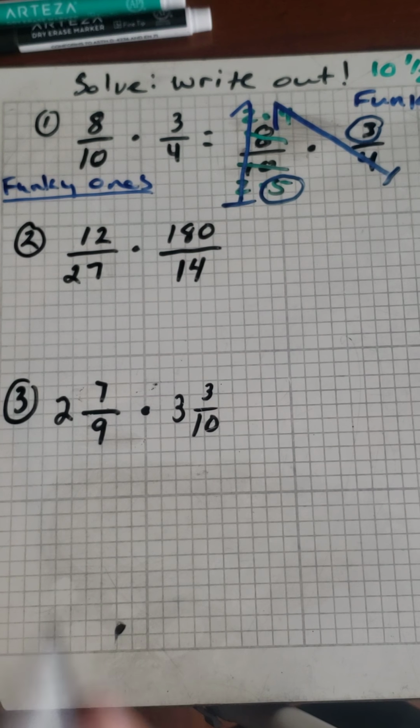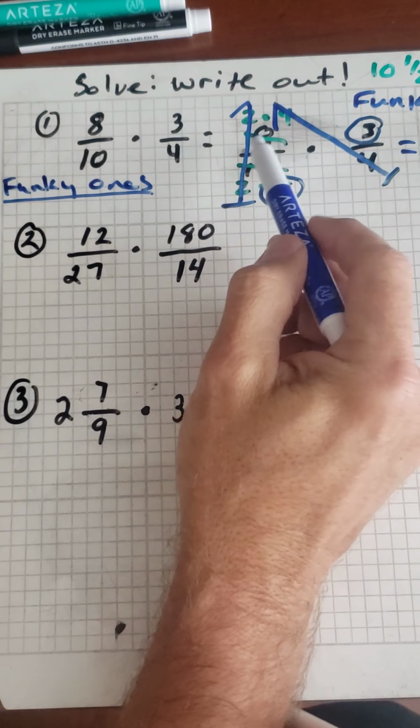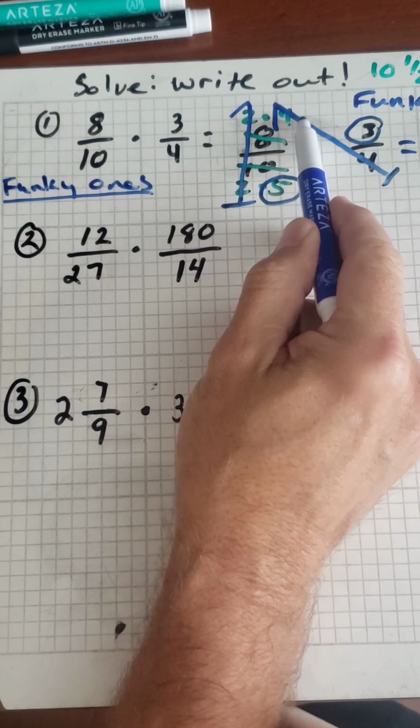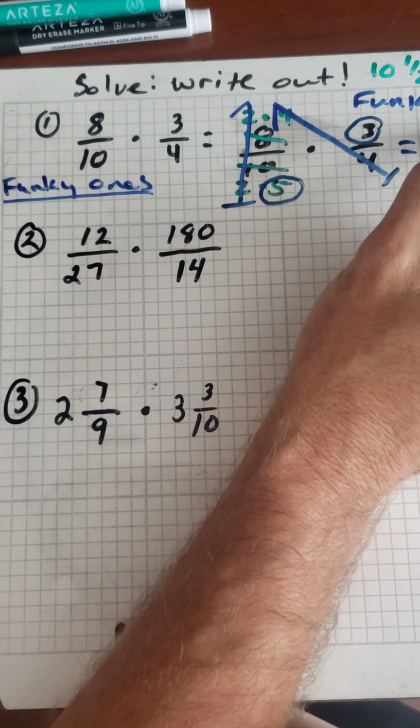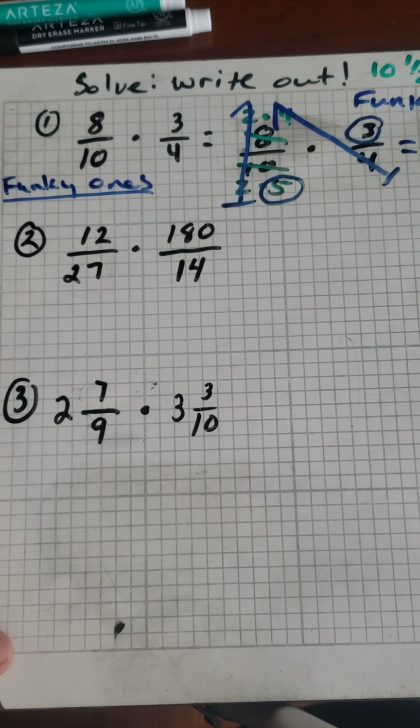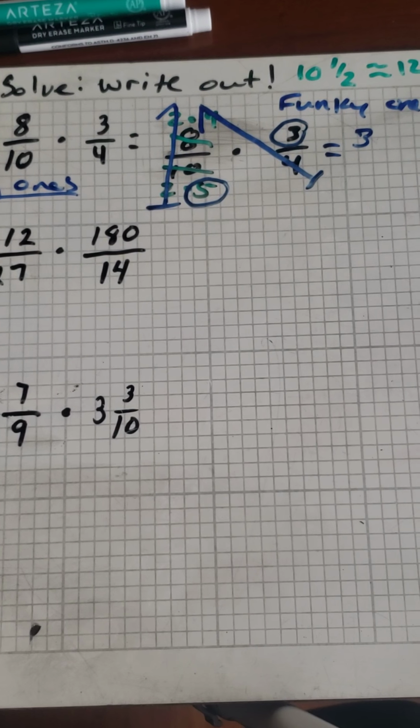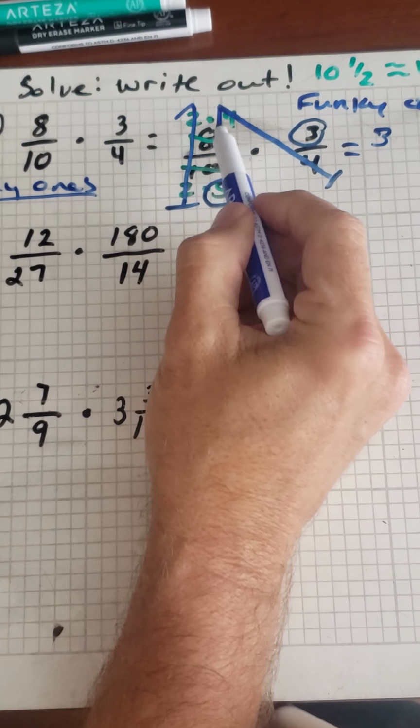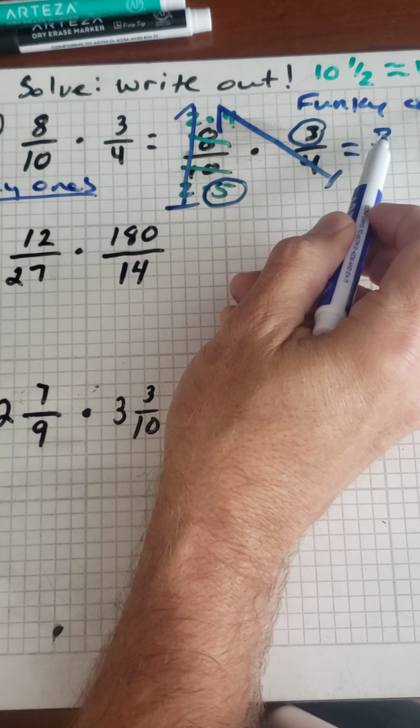So at this point, I get to multiply straight across. What I have on top is a funky 1 times a funky 1 times a 3, which equals 3. I have a funky 1 times a funky 1 times a 3, which equals 3.